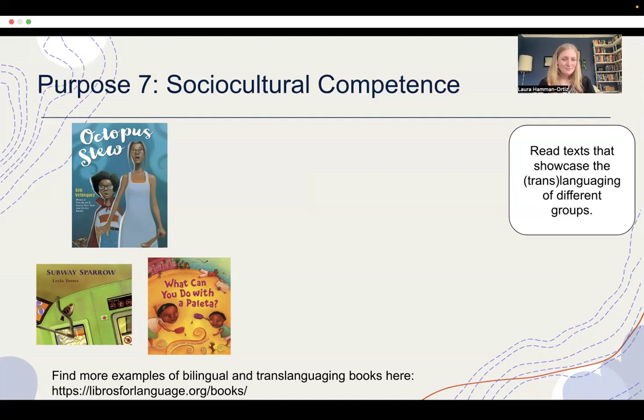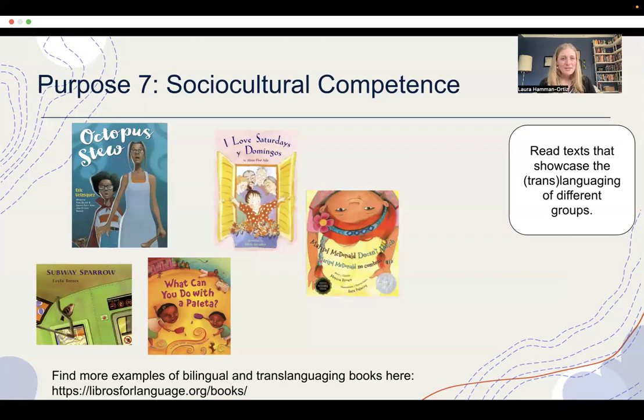What Can You Do with a Paleta? is focused on Mexican or Mexican-American students who are playing with paletas, or popsicles, and thinking about all the things they can do with them. And it again showcases great translanguaging in the book. And Subway Sparrow is a book about a sparrow that gets stuck in the subway, and everyone on the subway, who happen to speak different languages, is working together to try to get this bird free and out of the subway car. So it's a way to validate and hear all of these different languages from all these different groups together as they're working toward a shared goal.